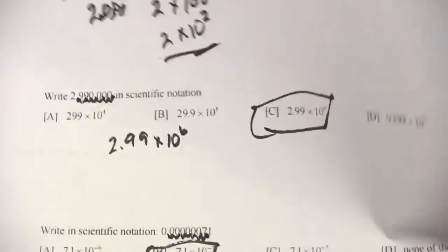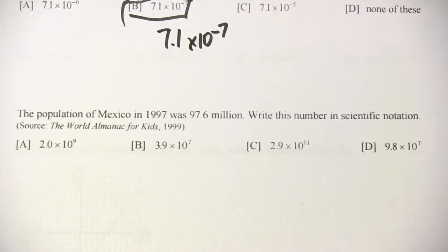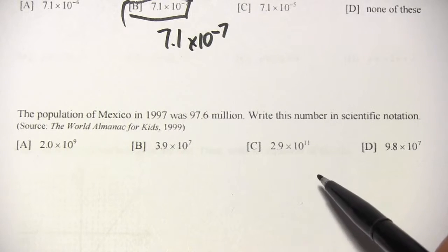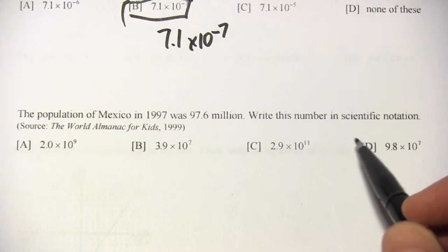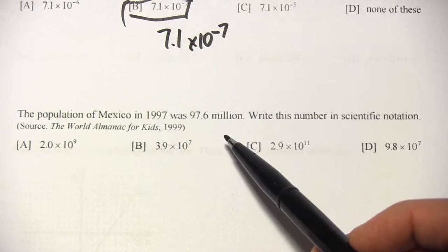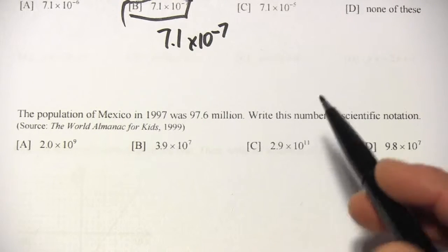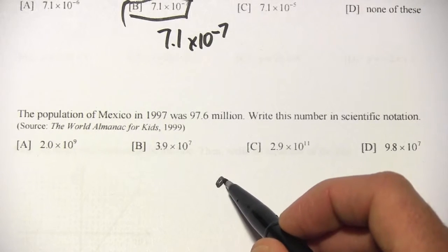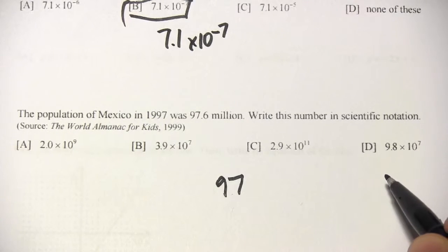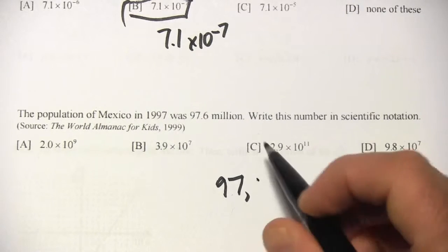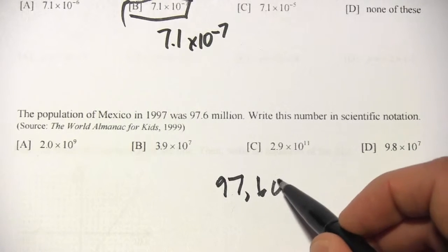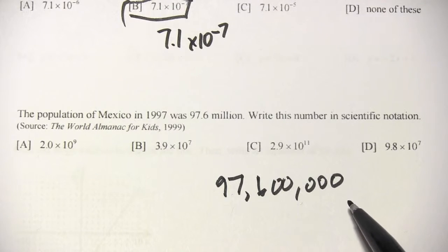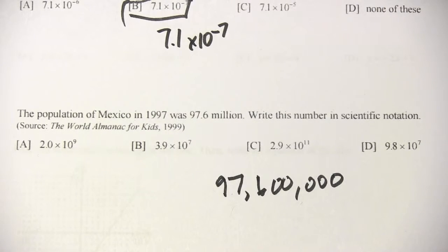All right, we've got one more problem, a little bit trickier. This one says the population of Mexico in 1997 was 97.6 million. Write the number in scientific notation. Well, they haven't actually written the number out for us with all the zeros first, so let's try that. What is 97.6 million? Well, 97 million would be 97 and then 6 zeros following after it. But I've got the 0.6, so I put the 6 next and then fill in the rest with zeros. So that's 97,600,000, which is the same thing as 97.6 million.